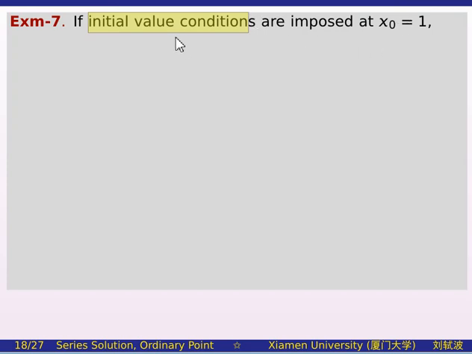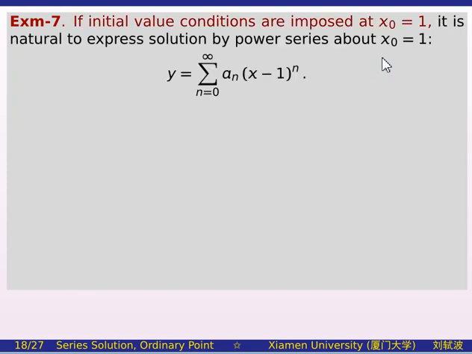If the initial value conditions are imposed at x0 equal to 1, for example, the initial value conditions are y(1) equal to a0, y prime(1) equal to a1. In this case, it is not reasonable to assume that the solution is the sum of a_n x^n. Instead, we should assume that the solution can be expressed by a power series about x0 equal to 1. That is, we should assume that y is of this form, not a_n x^n, but a_n (x minus 1)^n.